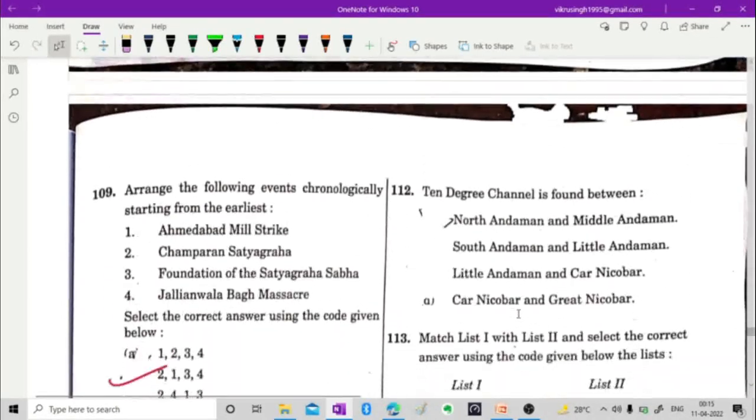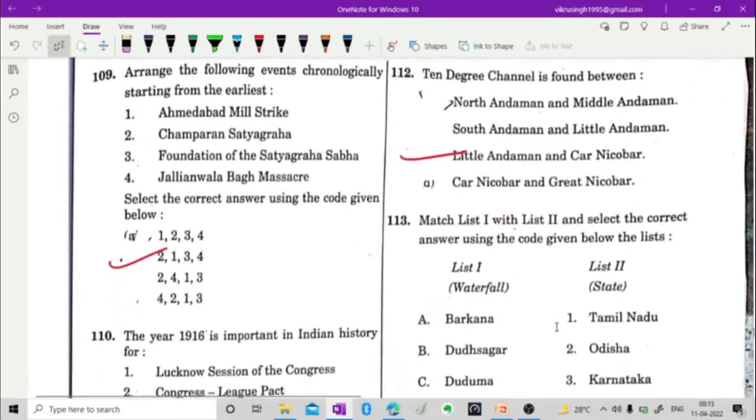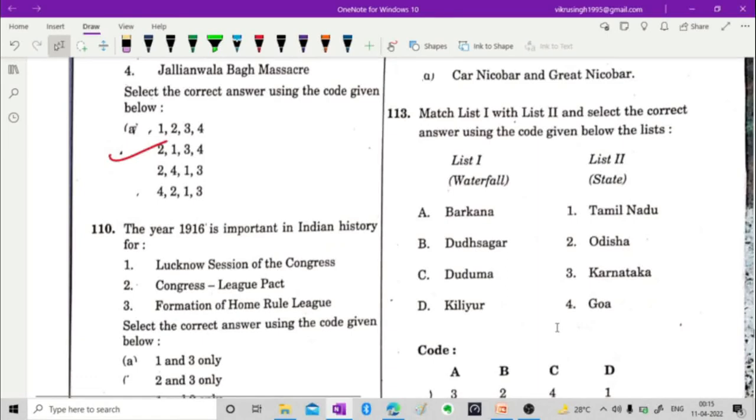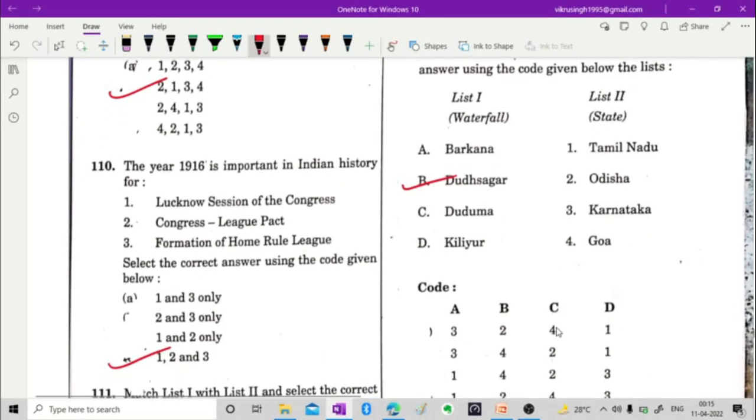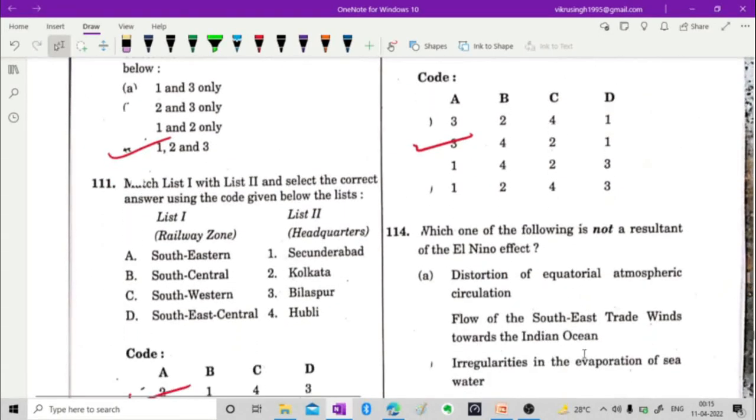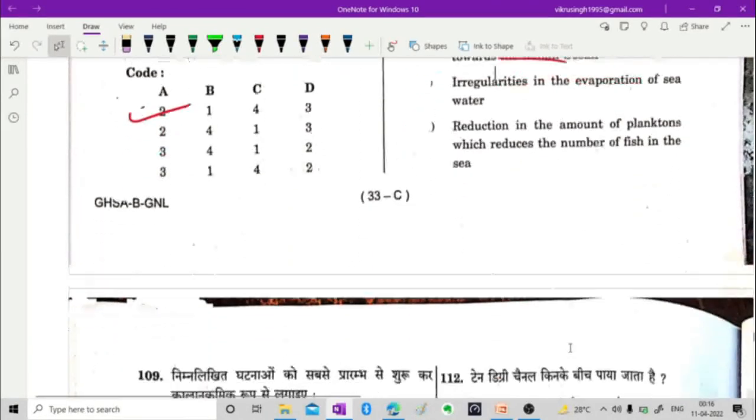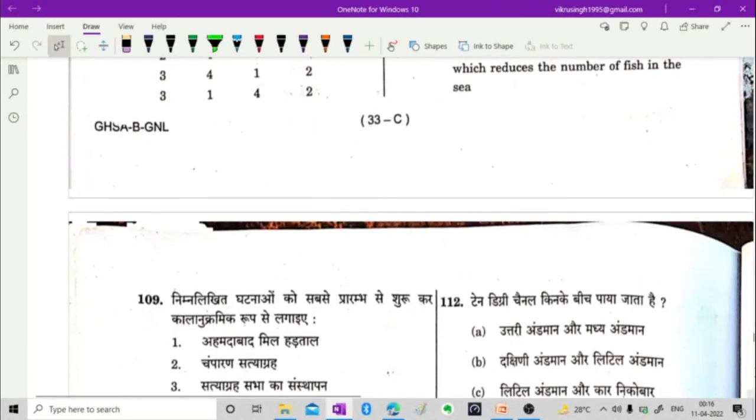Question number 112, Ten Degree Channel, where is it? Little Andaman and Car Nicobar. So this is the question number 112. Question number 113, rivers, waterfalls, which states? Here the option will be option B. Question number 114, El Nino, a very important concept of geography, is not a resultant of the flow of southeast trade winds towards the Indian Ocean. This is not under El Nino.